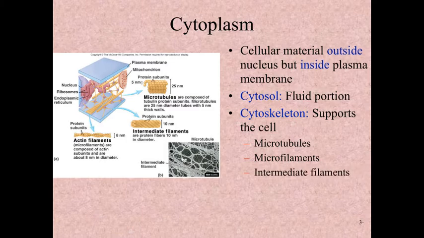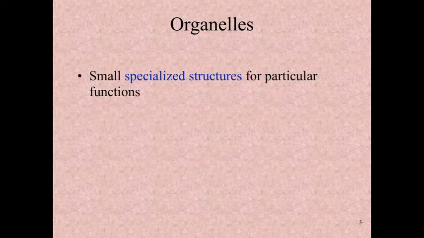Sorry, those were the intermediate filaments. The microfilaments are the small ones, also known as actin filaments. So going from largest to smallest, it goes microtubules, intermediate filaments, and then microfilaments or actin filaments. Okay, and remember again that the cytoskeleton is a structural component that gives some shape to the cell.